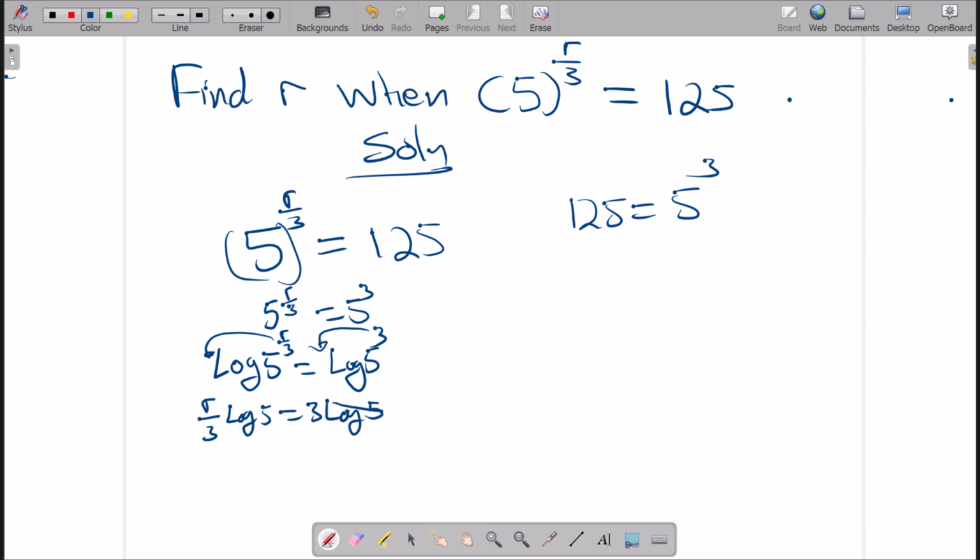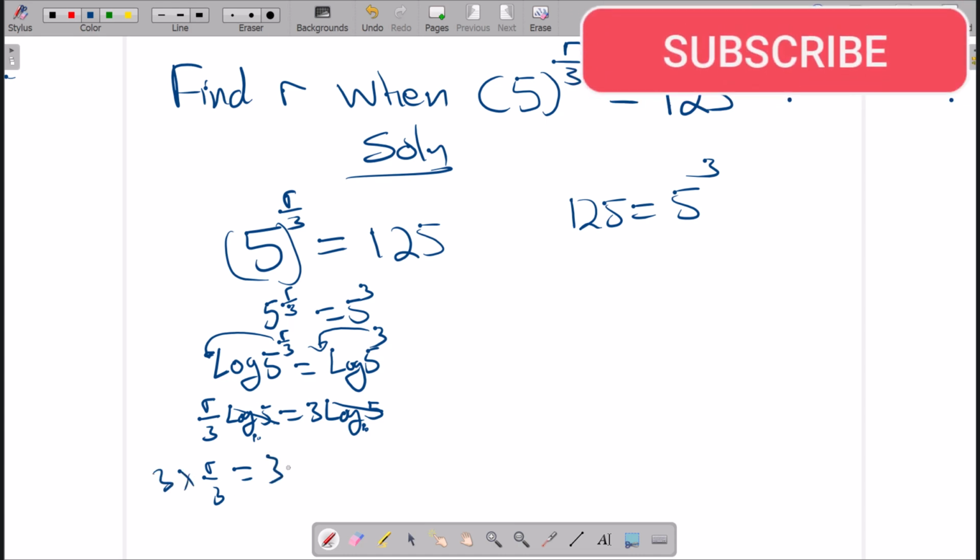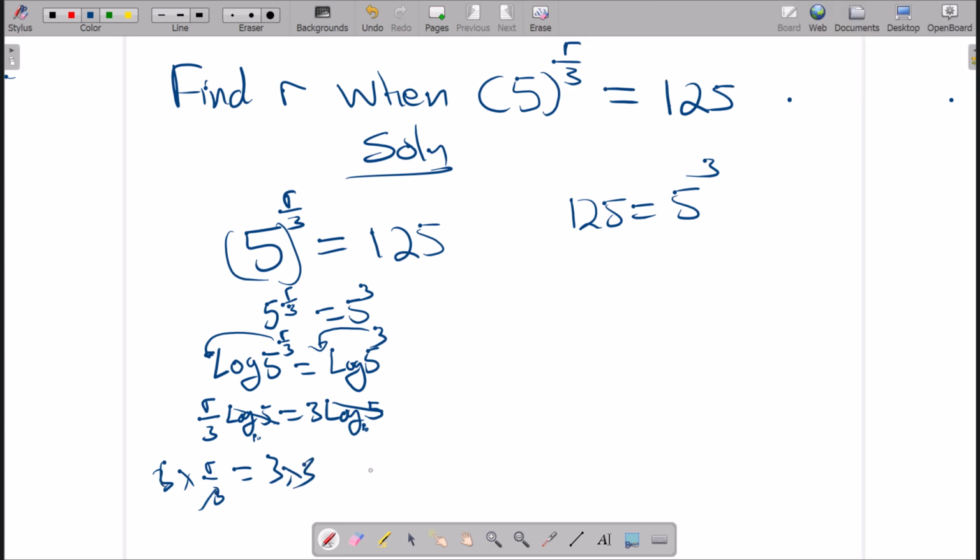And of course we can cancel this because this is in base 10. This is base 10, so we can cancel the logs on both sides because there is an equal sign here. Of course, we have r over 3 is equals to 3. Then of course we can multiply both sides by 3 here. So r is equals to 9.